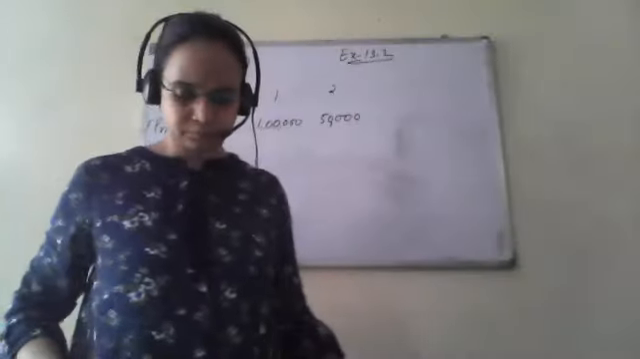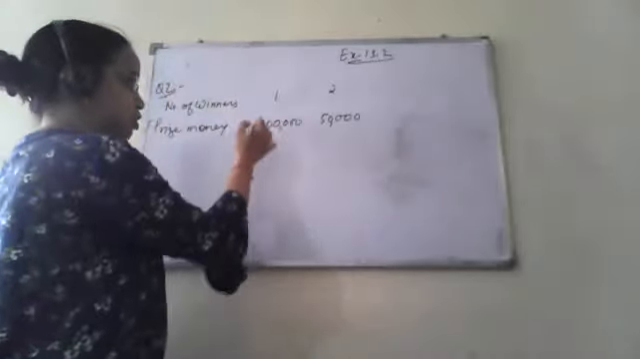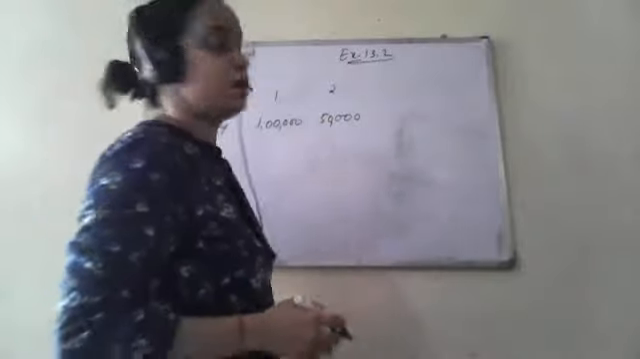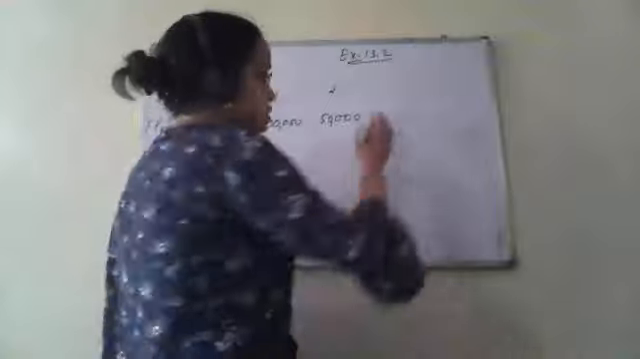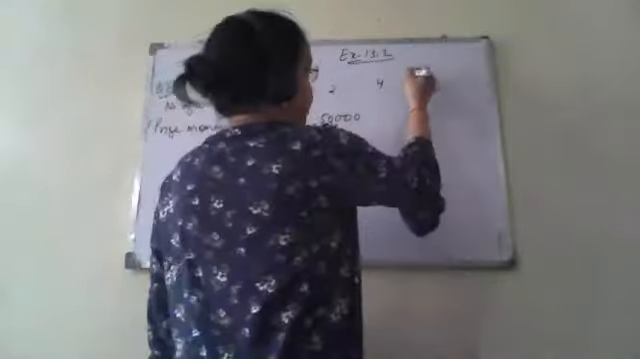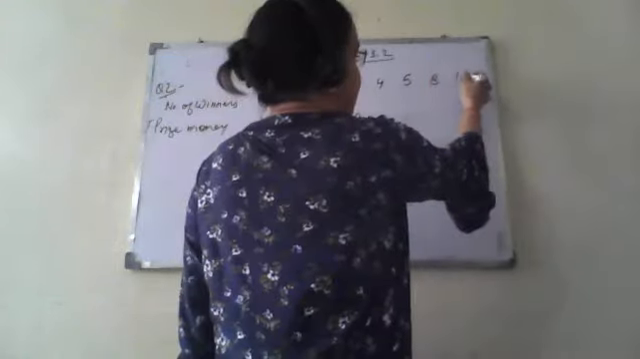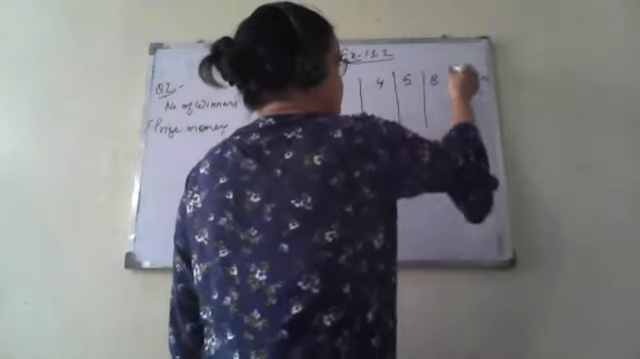Okay. So for direct or inverse proportion, we have to check whether x1 y1 equals x2 y2. If they are equal, that means they are in inverse proportion. So similarly, you have to calculate when the number of winners is 4, 5, 8, 10 and 20. We have to calculate the prize money.